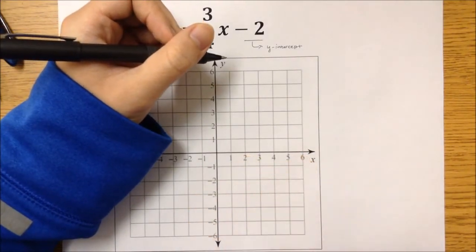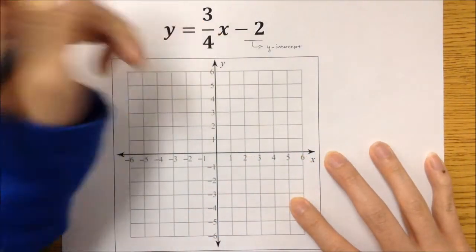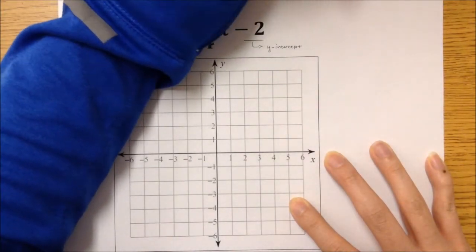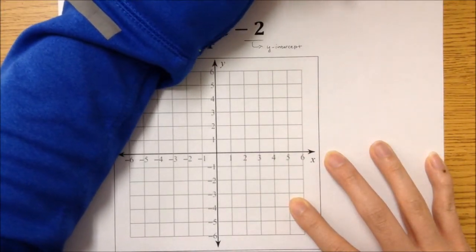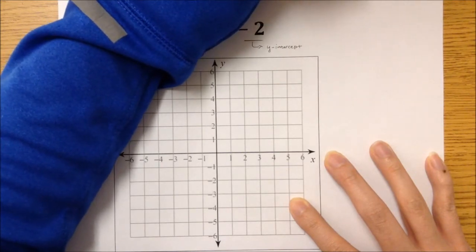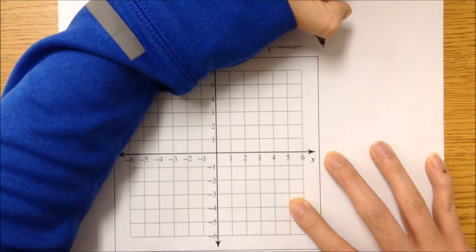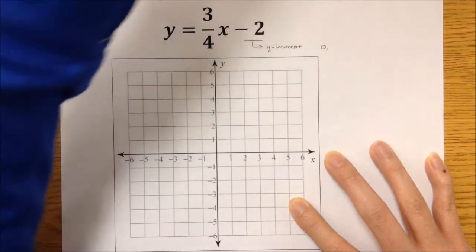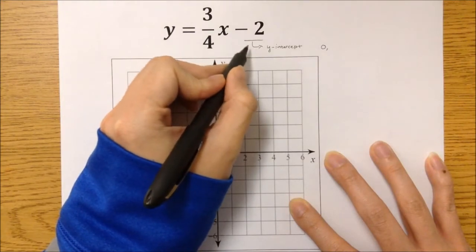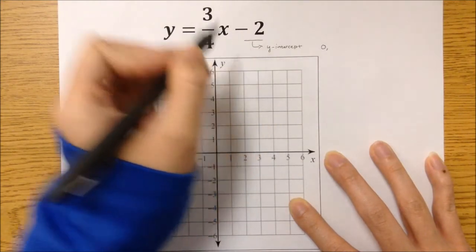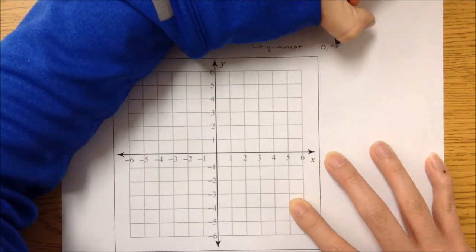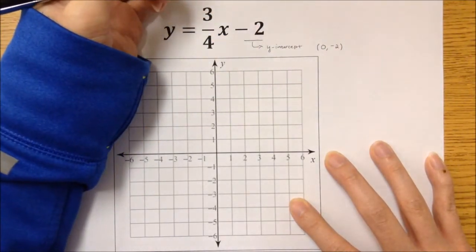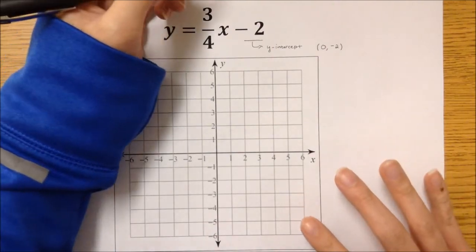And the y-intercept is always a coordinate point. When it comes to the y-intercept, the only thing that's always 0 is the x value. So 0 first, and then my y value will be the one that I just underlined, negative 2. So 0 comma negative 2, that's going to be our y-intercept.